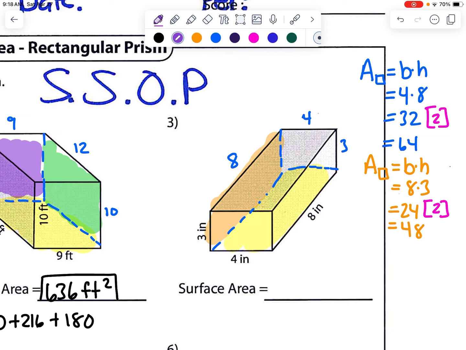And now let's focus our attention on the back. Hold on a second. Gotta use my highlighter. This back rectangle here, I have a 4 by 3. Okay? So I'm going to input into my formula 4 times 3, which is 12. And if we have the back at 12, that means the front would be 12. So 12 times 2 is 24.